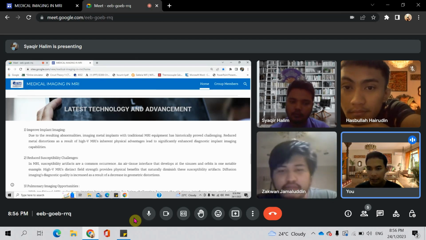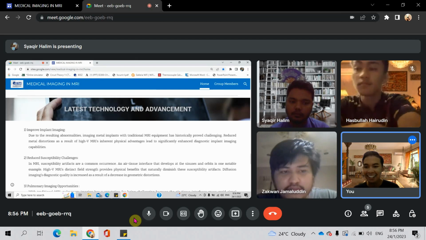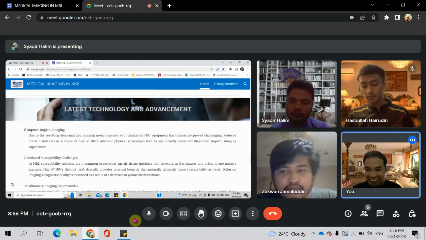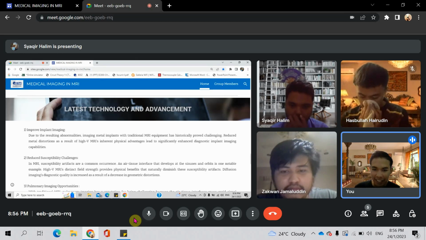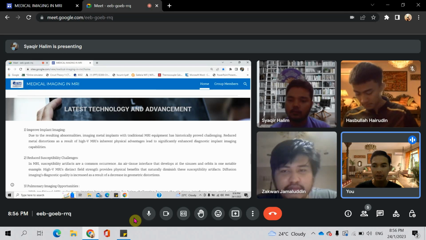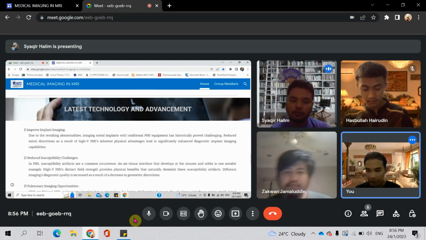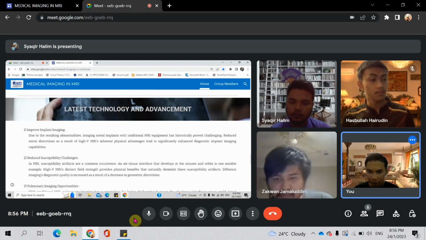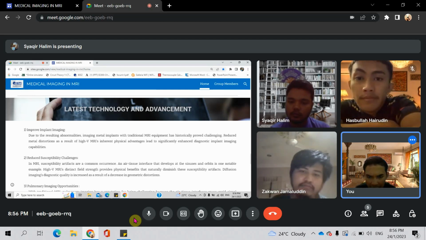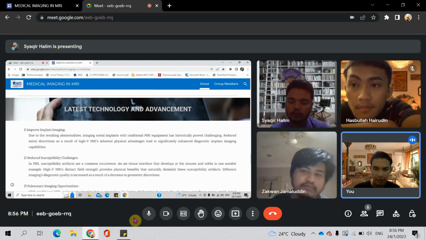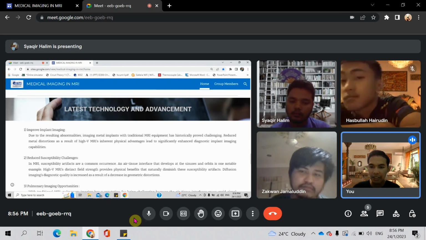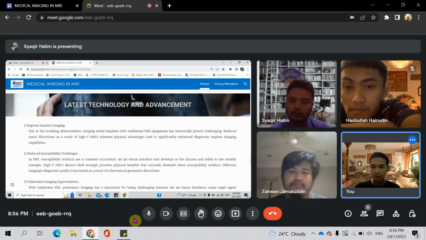Second, reduce susceptibility challenges. In MRI, susceptibility artifacts are a common occurrence, and a tissue interface that develops at the sinuses or orbits is one notable example. High-V MRI's distinct field strength provides physical benefits that naturally diminish the susceptibility artifacts. Diffusion imaging diagnosis quality is increased as a result of decreases in geometric distortions.